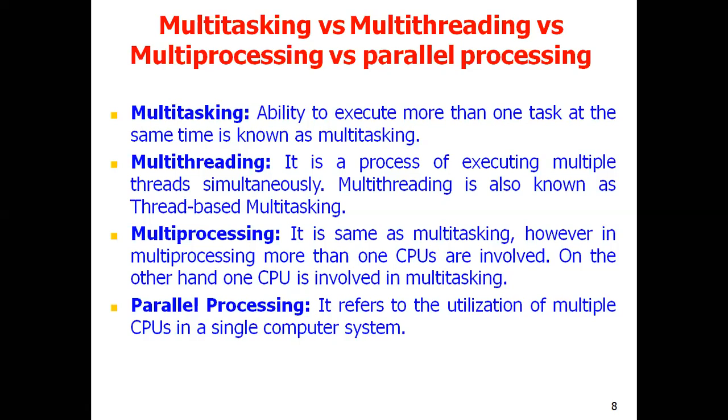And parallel processing indicates what? A single computer system makes use of many different CPUs, so we call it parallel processing. This is just for your reference.